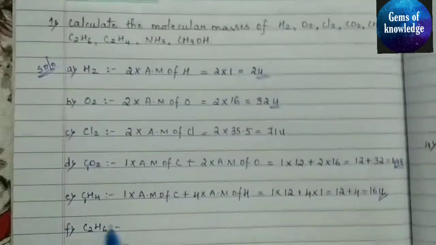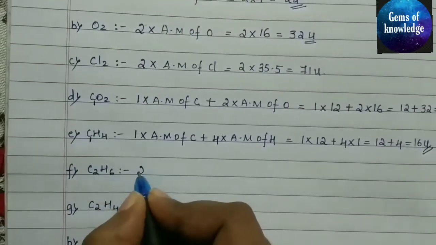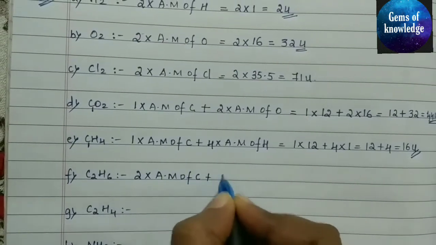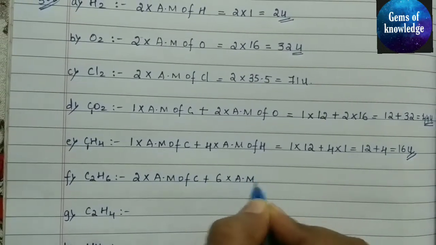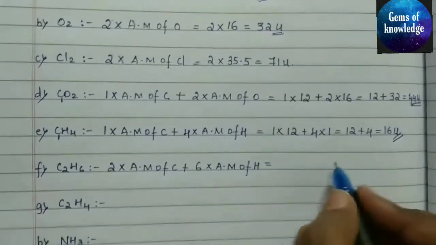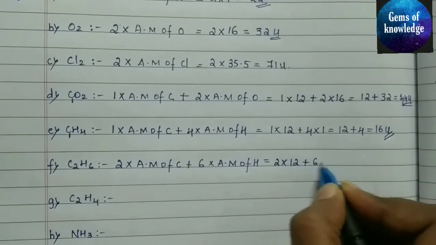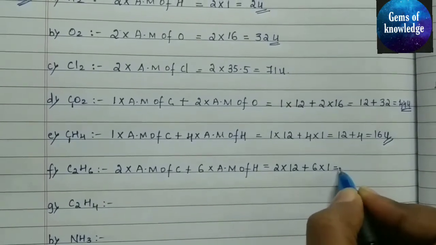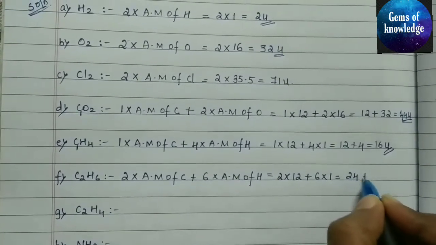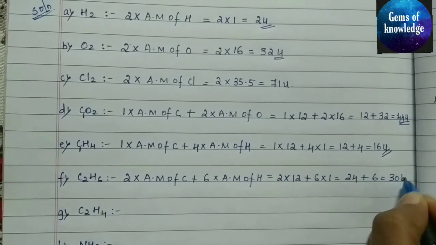Okay, next you can see C2H6 is given. So carbon is given 2 times, 2 into the atomic mass of carbon plus 6 into the atomic mass of hydrogen. So here we will get 2 into the atomic mass of carbon, that is 2 into 12, plus 6 into hydrogen's atomic mass, which is 1. So 12 2s are 24 plus 6 1s are 6. 24 plus 6 is 30 units.